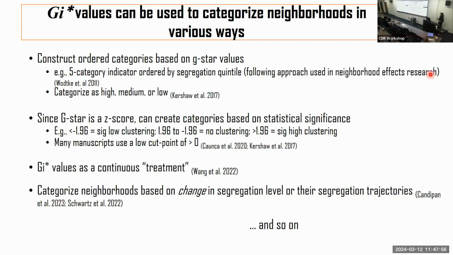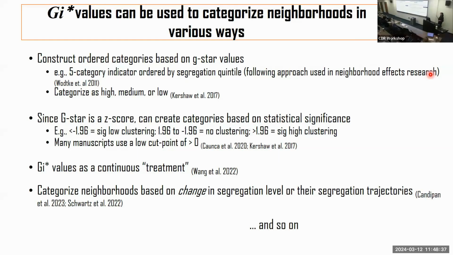Having z-scores makes it a lot easier to construct categories that are more meaningful. We can take the approach that a lot of neighborhood research takes today as well. You've heard the entire presentations on ordering segregation into these quintiles. A lot of neighborhood research that tries to understand the neighborhood information exposure a child, for example, has, will construct a category indicator.